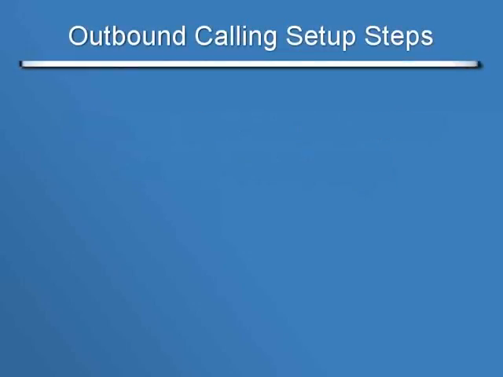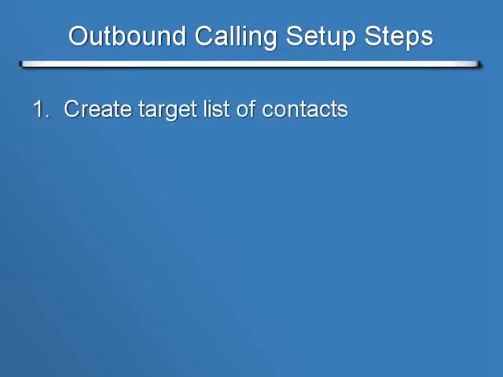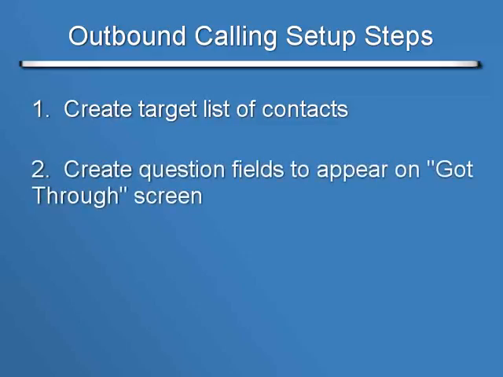There are several steps involved. You need to create a target list of contacts, or a group as it's known in Sage CRM. Then you create the question fields that you want to appear on the Got Through screen. This is done through key attributes.